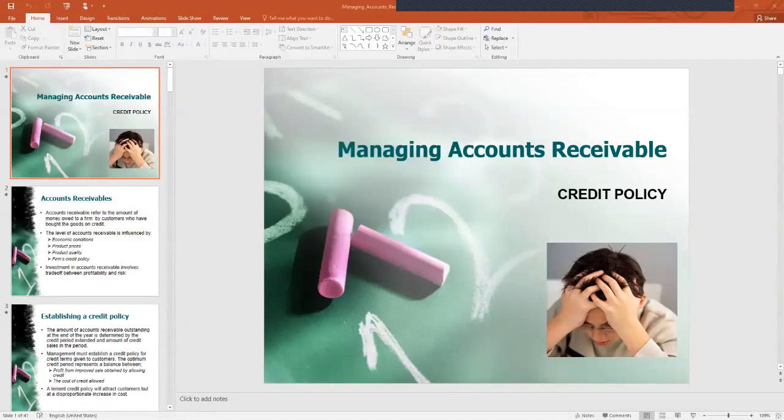Okay, so last time we were discussing how to manage inventory, and I guess we did a few questions. So today I want us to start off and discuss how to manage account receivable.